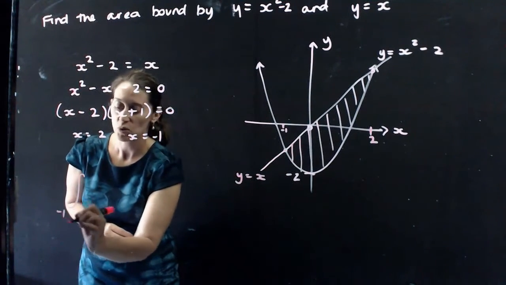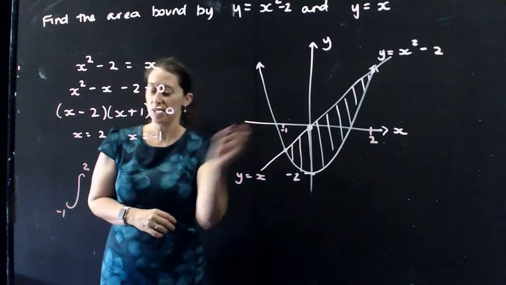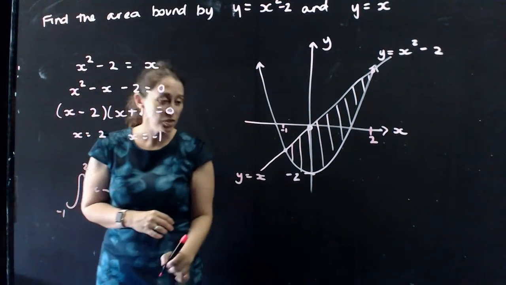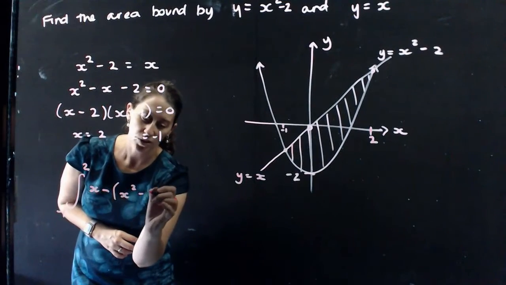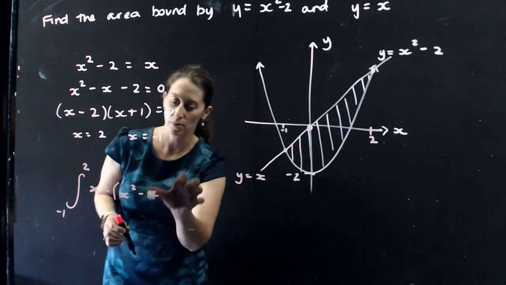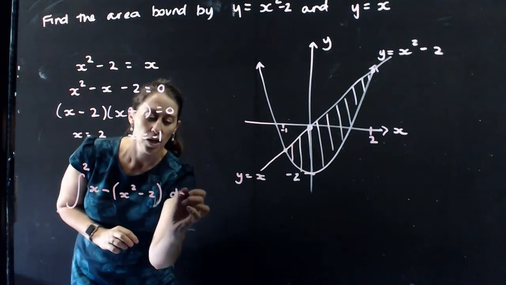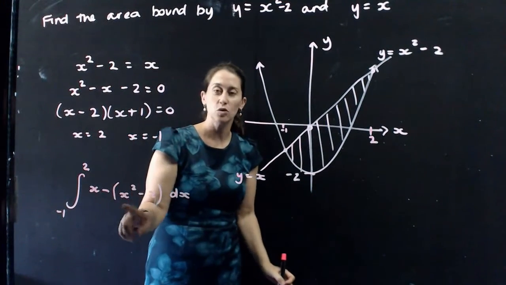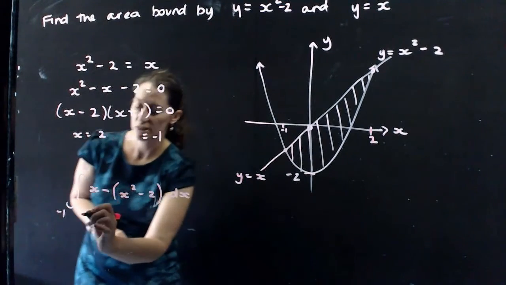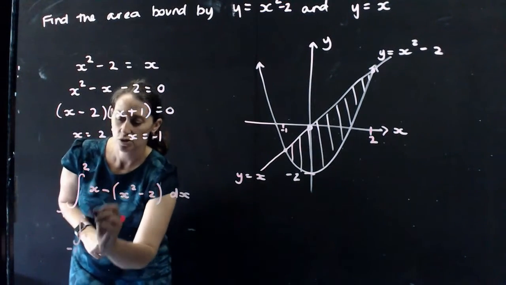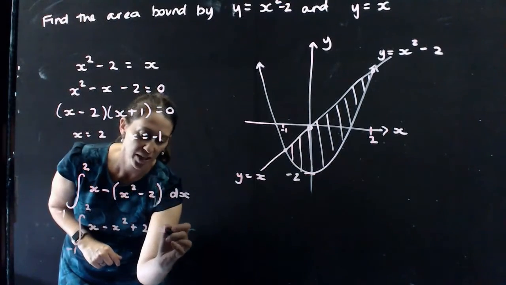I'm going between the terminals minus 1 and 2, and my top is x, and I want to take away the bottom, which is x squared minus 2. Now be careful when you're subtracting, because you have to make sure you subtract the whole thing. And of course, that's going to give me x minus x squared plus 2. So I'll just rewrite that underneath. The integral from minus 1 to 2 of x minus x squared plus 2 with respect to x.